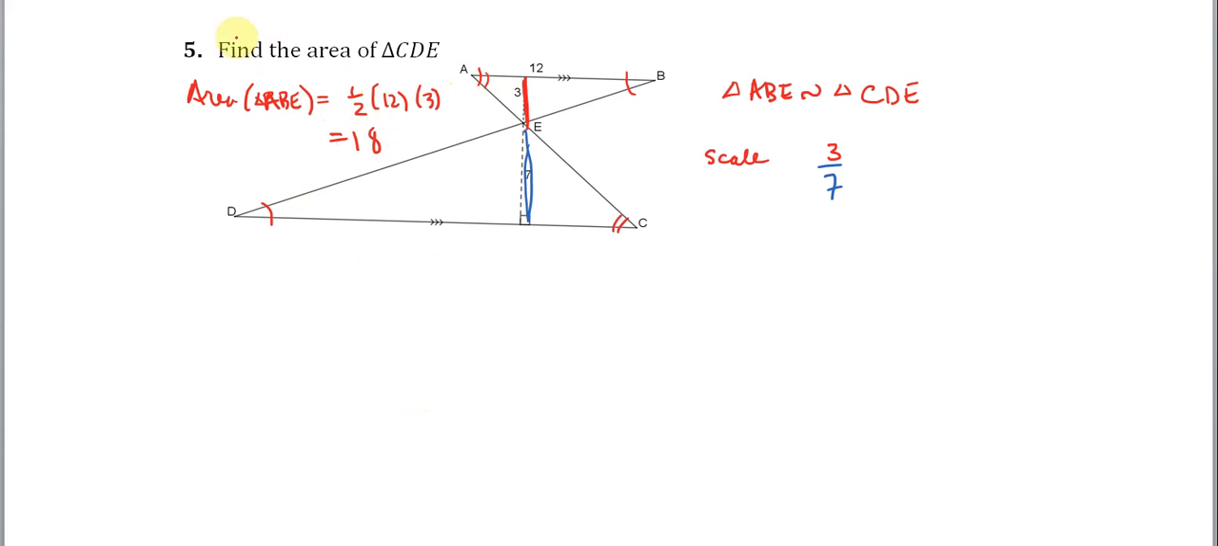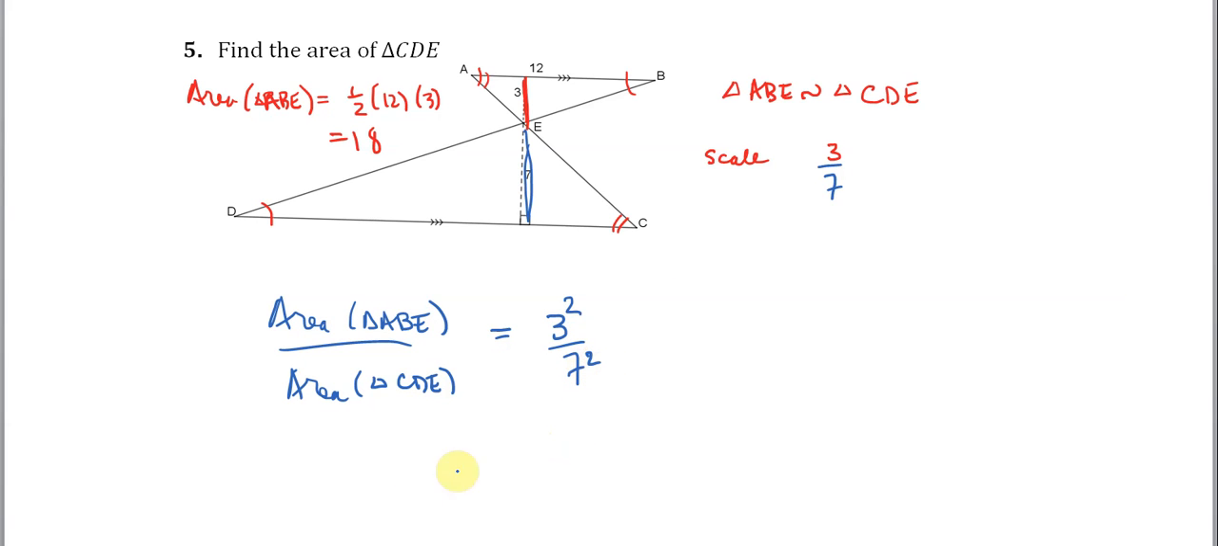Okay, and to find the area of triangle CDE, well, we can compare the two areas. We can look at the area of ABE over the area of CDE. That's the bigger triangle, and we know that it must be equal to the scale squared. So it's going to be 3 squared over 7 squared. So what we already know, ABE is 18. CDE, I guess we'll call that X. That's the thing we're looking for. And that's going to be equal to 9 over 49, or 3 squared over 7 squared.